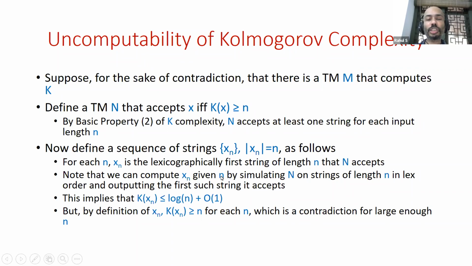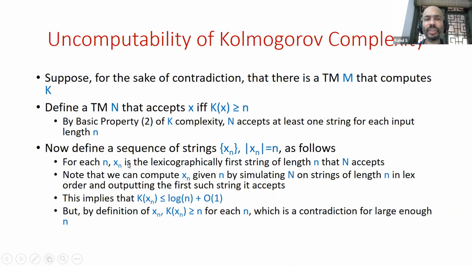And in order to do that, you just need to know what little n is, and that can be described with log n bits using the binary representation of n. So what this implies is that K of x sub n, the Kolmogorov complexity of x sub n, is at most log n plus order 1. You just need the description of n in binary plus the description of this constant-sized program capital N, which is order 1 bits. And so in general, K of x sub n is at most log n plus order 1.